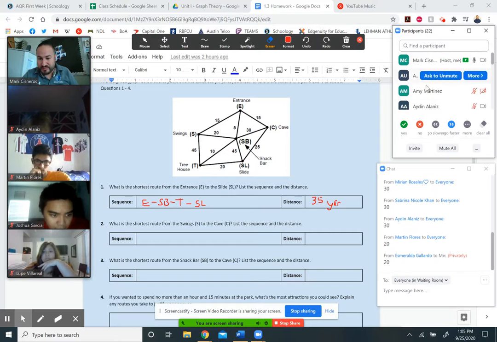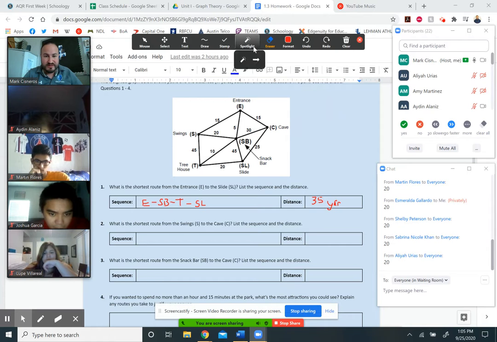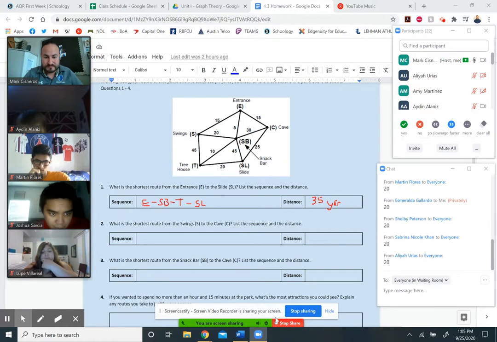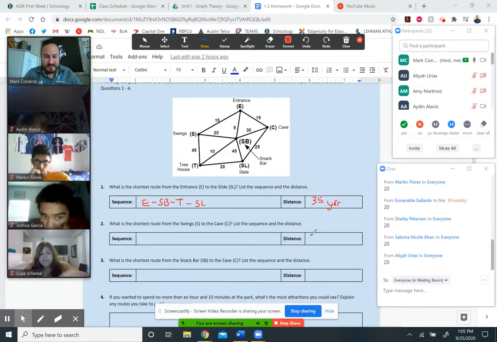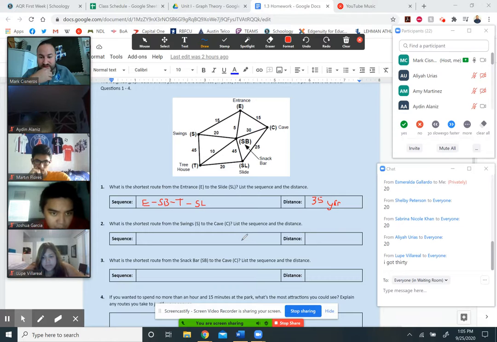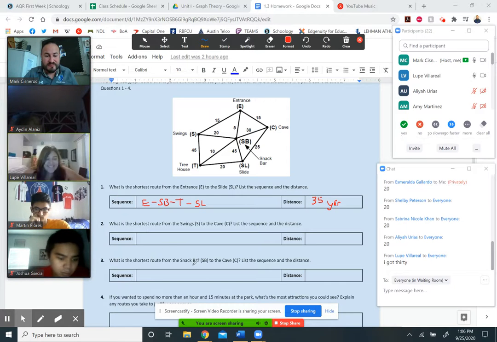I'm not going to put the sequence there. If you need the sequence, let me know right now. But otherwise, for which one, Lupe? For number 3? So the shortest route from the snack bar to the cave. The direct route is 30, but the direct route is not always the fastest. In this case, it would go up to the entrance and then to the cave, because 15 plus 5 is only 20. Do you see the correct answer now, Lupe?